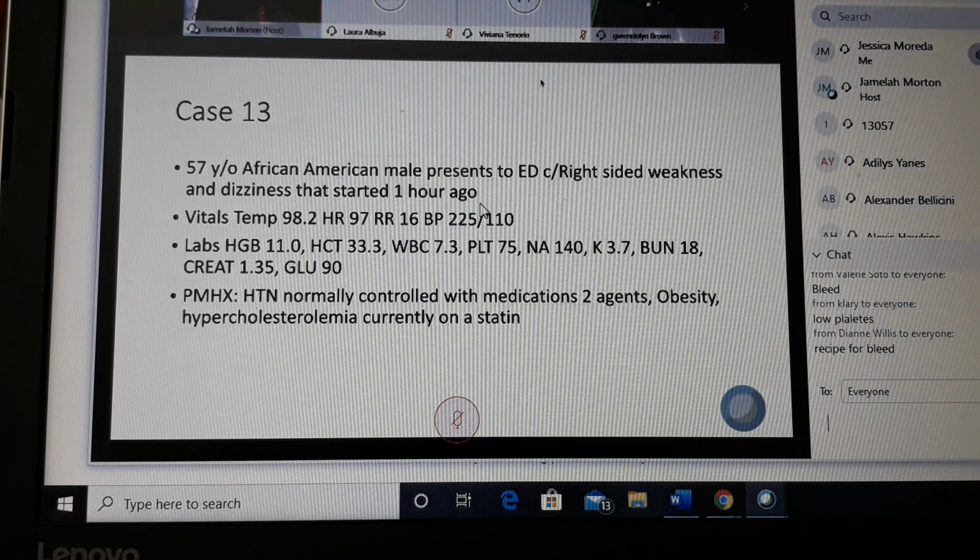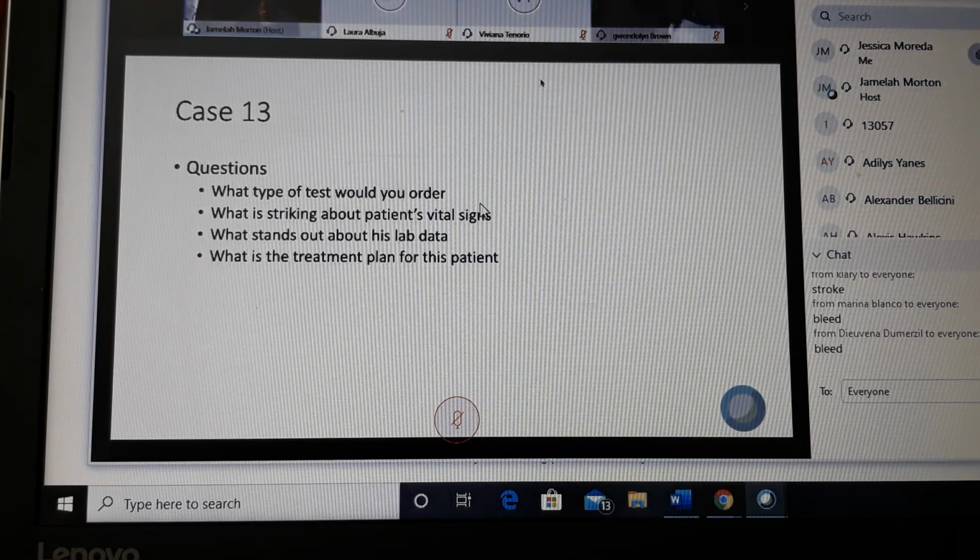What is the first thing that you're thinking? This patient probably has a bleed. Okay. What type of test would you order? We said we need to get it fast. So definitely we're going to get a CT of the brain.